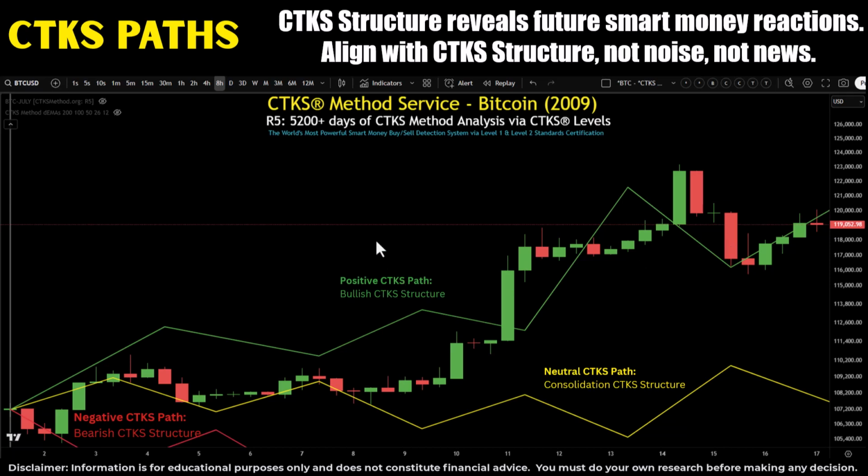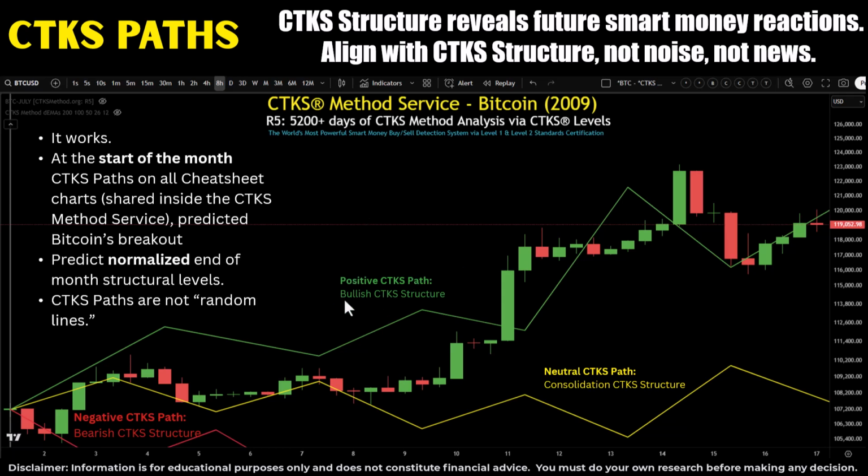Here, we're looking at the positive CTKS path for Bitcoin. This was drawn at the start of the month. This has not been changed in any way. And people inside the service, you can just pop in and look at this month's video, which was recorded at the start of the month.